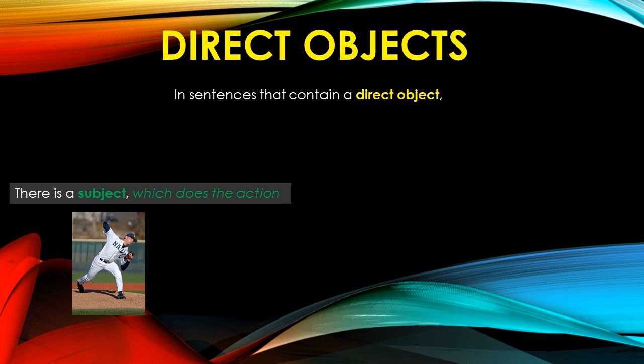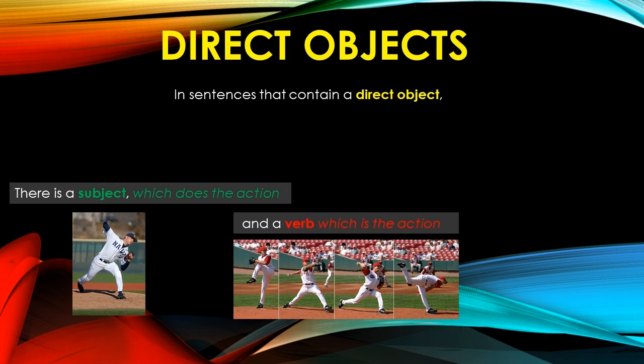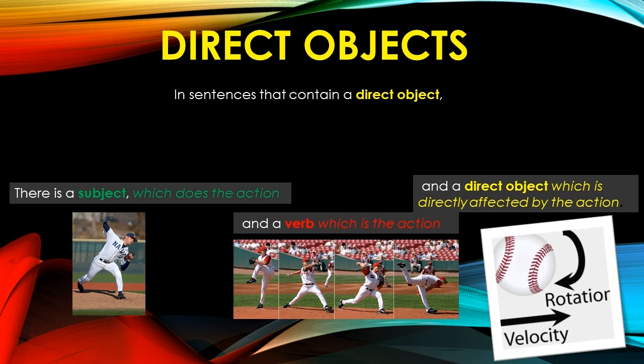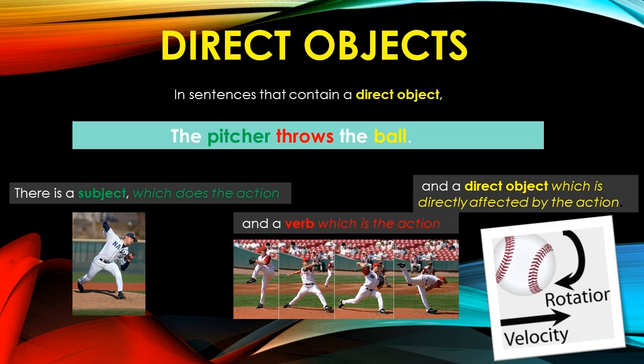In sentences that contain a direct object, there is a subject, which does the action, and a verb, which is the action, and a direct object, which is directly affected by the action. The pitcher throws the ball. El pitcher lanza la pelota.